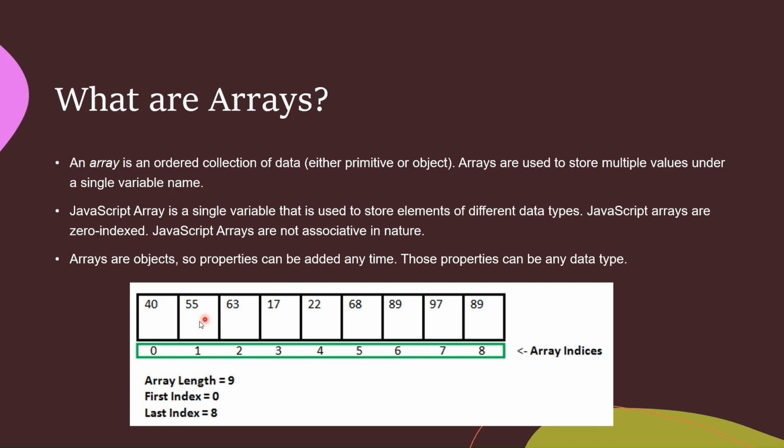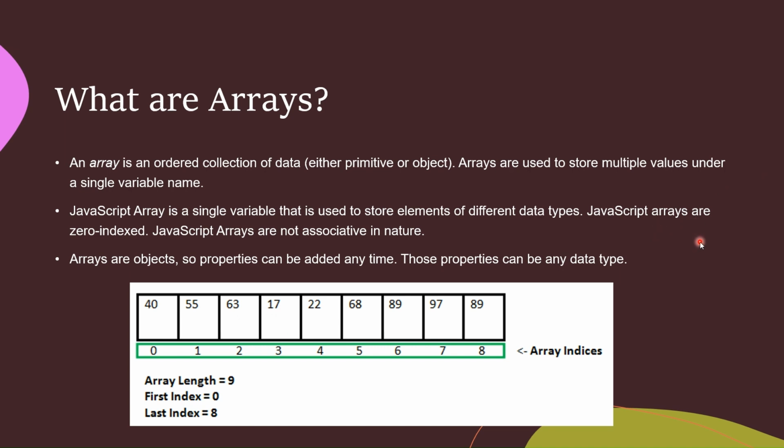For example, in element 1 we can store an int, in element 2 we can store a float, in element 3 we can store a string. Element 4 we can keep empty.